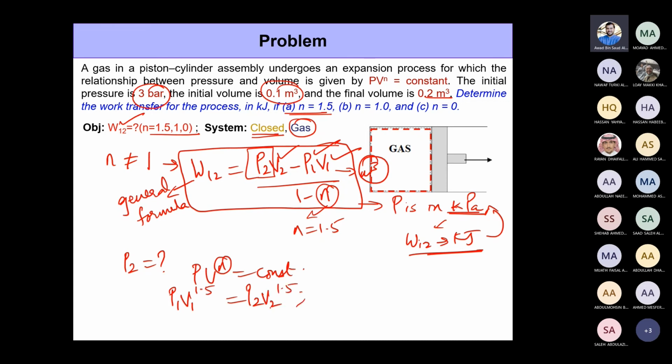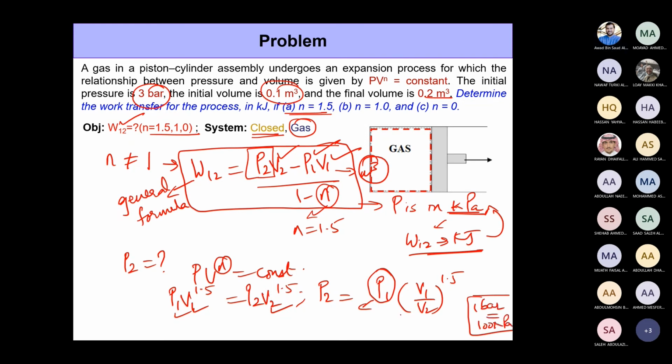We certainly can say that. And here again, we have V2, V1, P1. So P2 is simply equal to P1 times V1 by V2 raised to 1.5. Now this P1, we have to convert from 3 bar to kilopascal. If you remember the conversion factor, it's good; otherwise, it's given in the property table. 1 bar is 100 kilopascal. So 3 bar is 300 kilopascal times V1 was 0.1, V2 was 0.2, raised to 1.5.